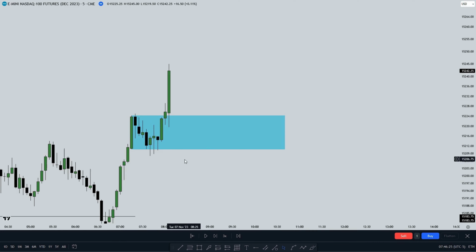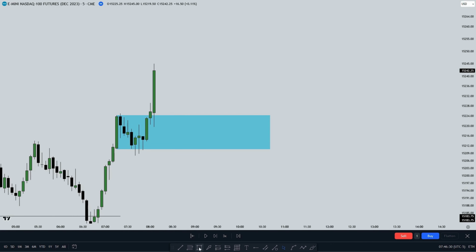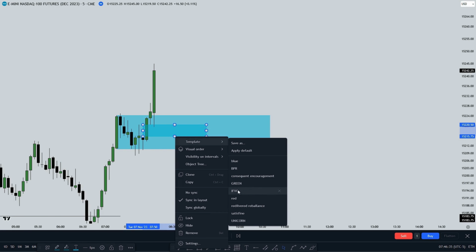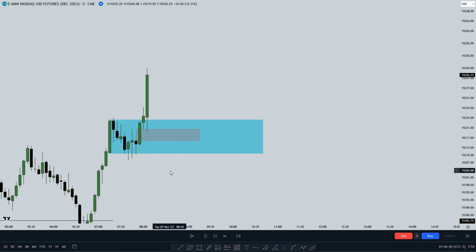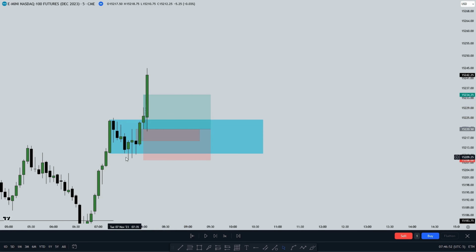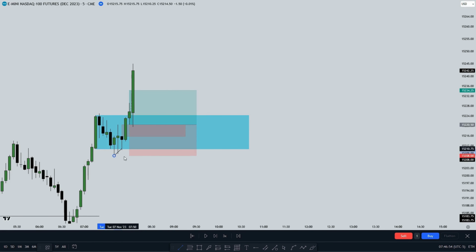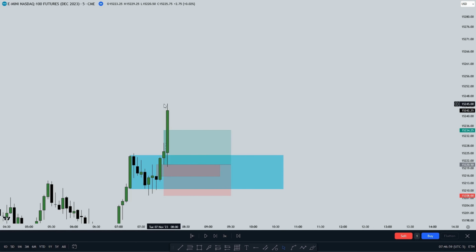And as you see, within this mitigation block, we have a fair value gap that gets respected, as you see right here. So right here we have a mitigation block plus a fair value gap. So if you were to take a trade entry, you would enter right here at the top of the fair value gap and put your stop loss at the failure swing lows, because these lows we shouldn't touch before we go up to any form of buy side liquidity.